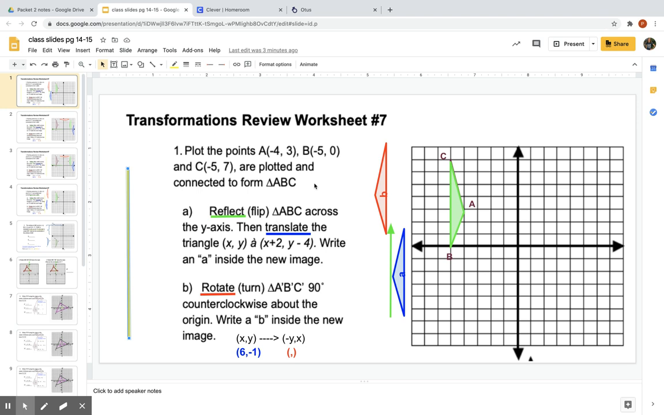Welcome. Today we're going to be doing problem number 1 on worksheet number 7. Number 1 is a combination of almost all the translations or transformations we have done so far: reflection, translation, and rotation. Before we start, why don't you push pause and plot your first triangle ABC. It will look similar to this green one over here. And as soon as you get done, push restart.